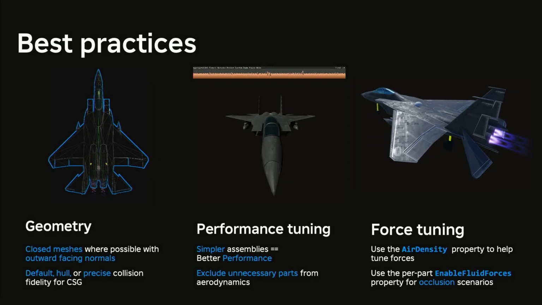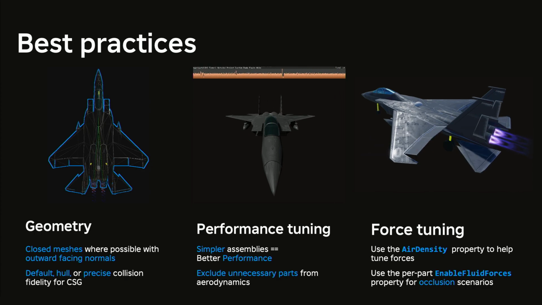Okay, cool. Now a few tips to keep in mind. We talked about a lot of cool stuff. When you're building geometry for aerodynamics, the one thing to keep in mind is always use closed meshes, because that really helps our algorithm figure out what the mesh is doing. If you're using computational solid geometry, or CSG, remember to use default, hull, or precise collision fidelity, because that will give you the best results.